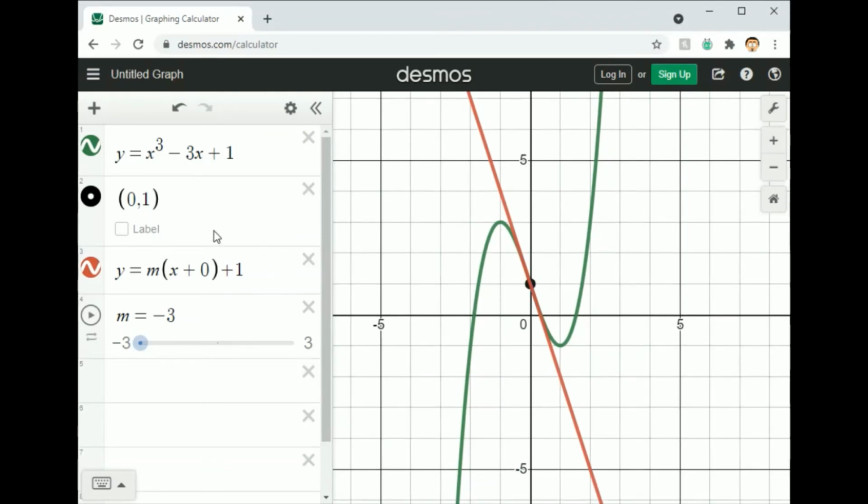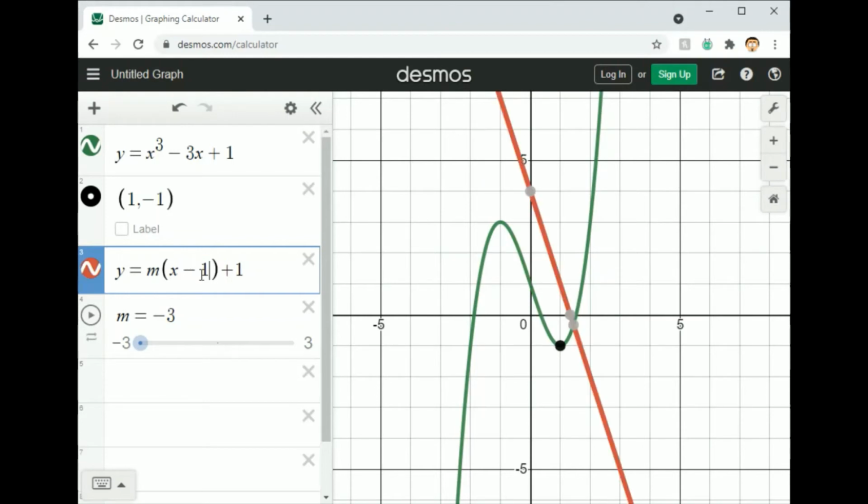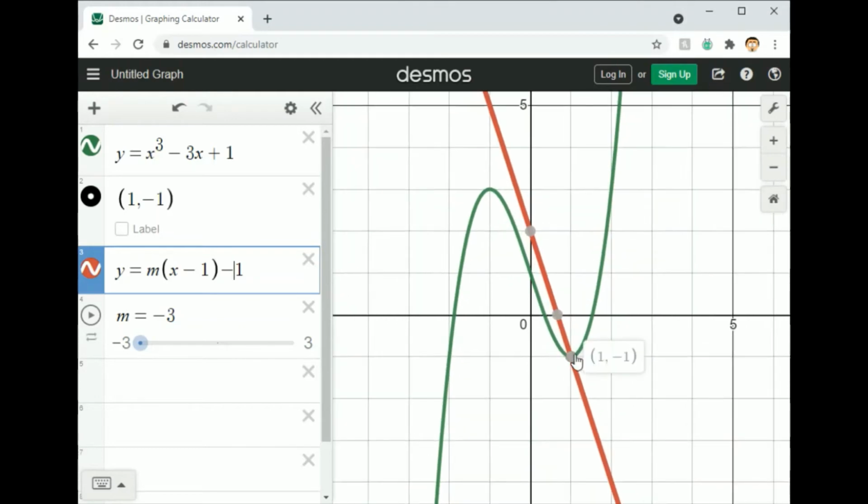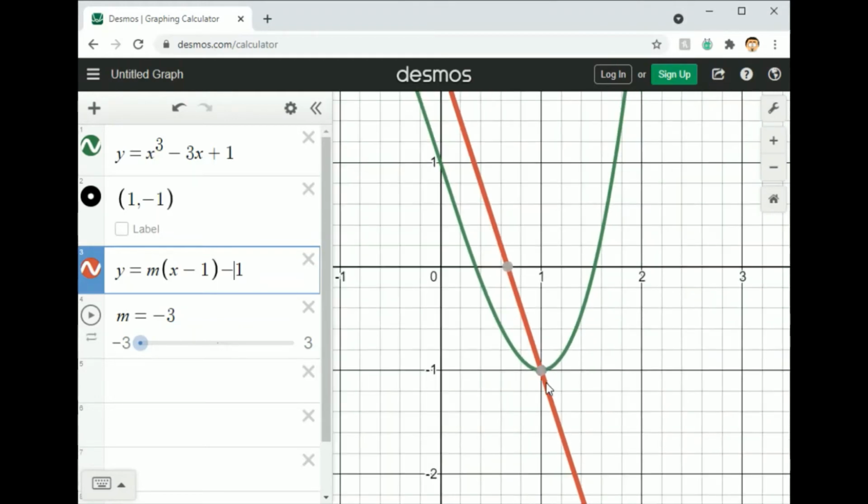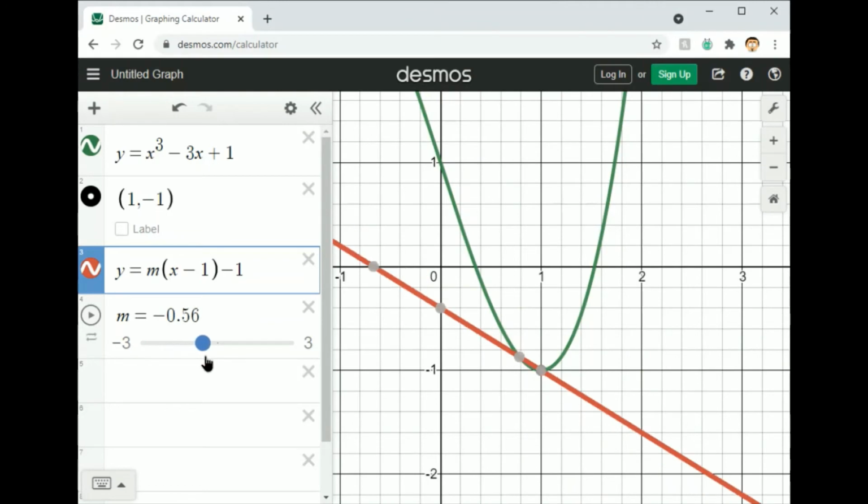Do it again at x equals 1. So this point is 1, negative 1. I'll switch this to minus 1, because the signs are different, and this one should be minus as well. So there's the point, the line going through it, and the slope there, again, I think is pretty obviously 0.